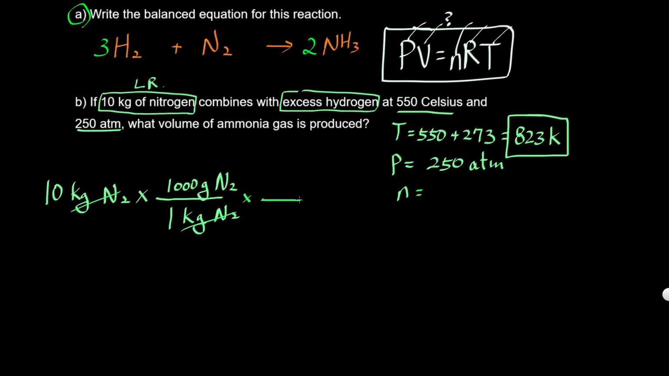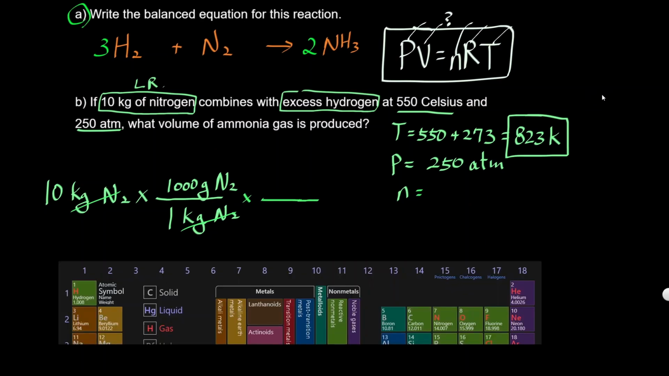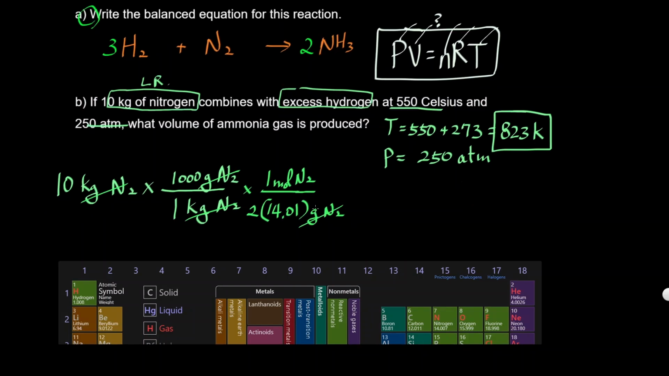Grams of nitrogen to moles of nitrogen, so we need the periodic table. Nitrogen right there is 14.0. I'm just going to use 14.01, but then it's times 2. That's going to be grams of nitrogen equates to 1 mole of N2.